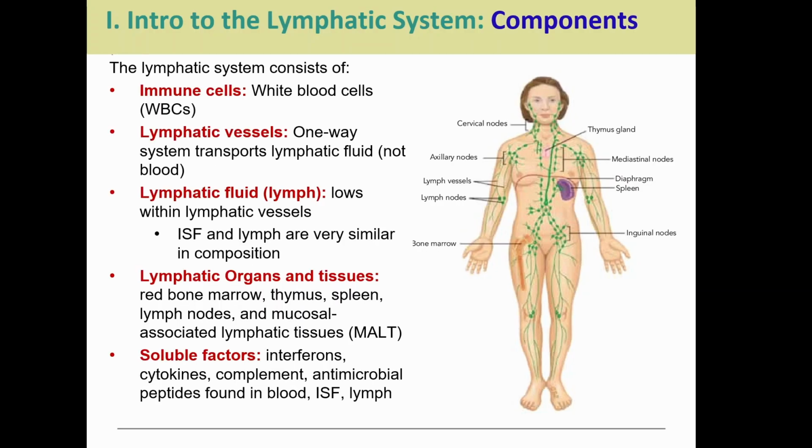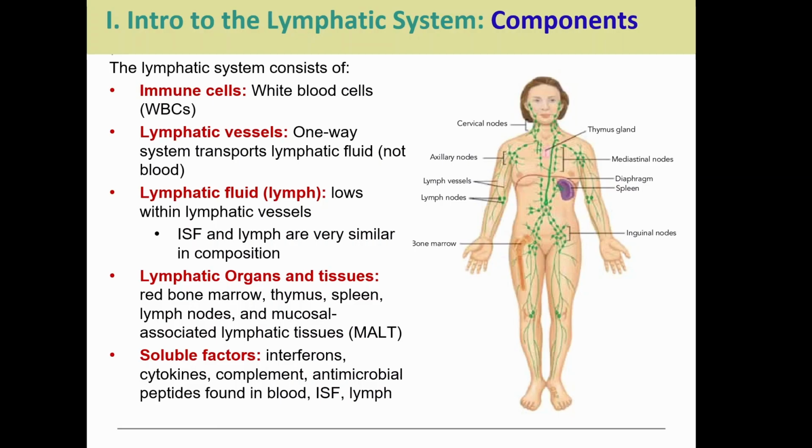So there's a handful of key components in this system. Number one are immune cells. These are going to be white blood cells. Now, we've been introduced to the white blood cells, but we're going to get a little deeper into what they do and how they work. Lymphatic vessels, again, these are one-way vessels that move lymphatic fluid, not blood, so that it can be cleaned up and dumped back into the cardiovascular system.